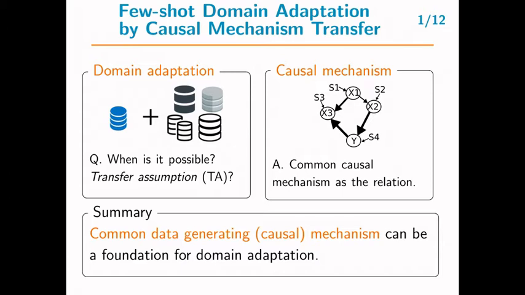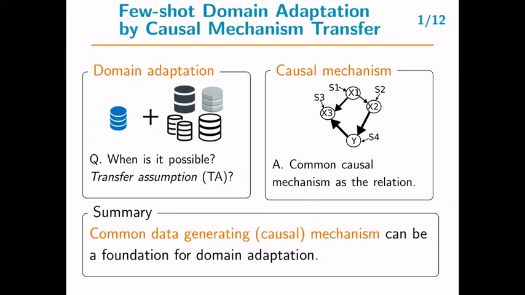The central question in this problem setting is when is it possible? In other words, what do we assume on the relations of the datasets? To provide one possible answer to these questions, we focus on the concept of causal mechanisms behind the data distributions and consider the case that the different datasets share a common causal mechanism. Technically, we consider so-called structural causal models and assume that the set of structural equations is invariant across different domains.